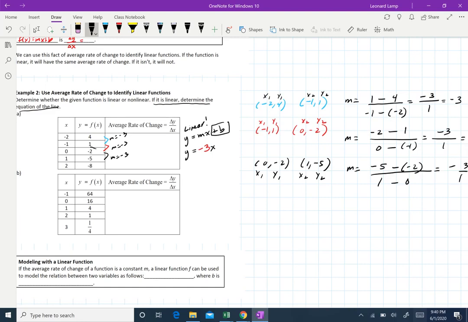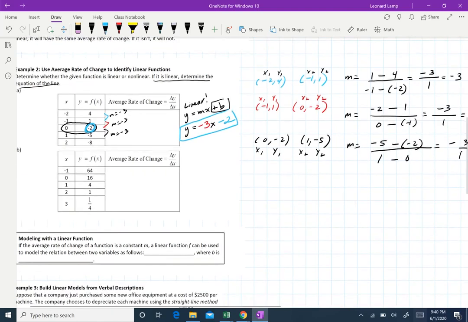And b is the y-intercept, which, remember, is found when x is 0. They give us the point right here. If I plug in 0 for x, my y value is -2. So that's my b value right here. Maybe I should highlight that in blue and show you where I got that from. Okay, and that's it for that problem.